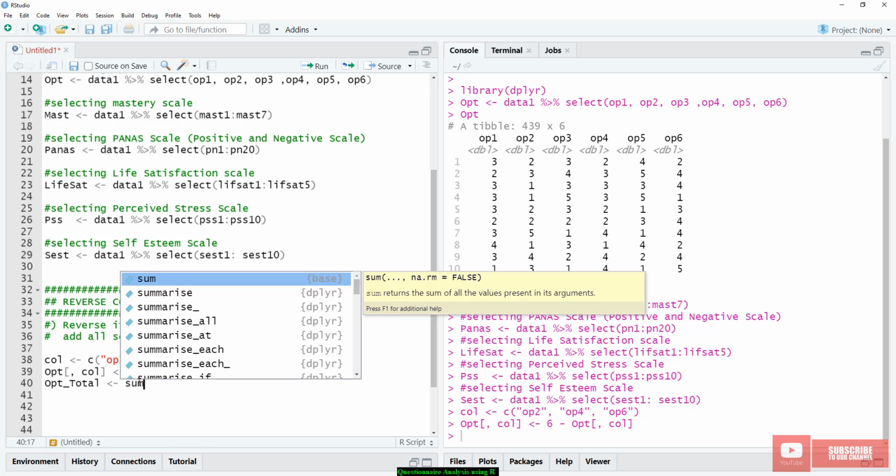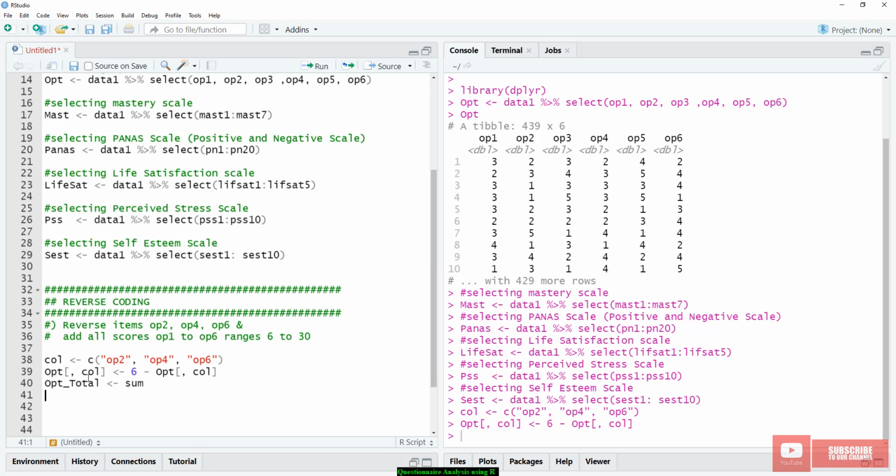OPT column. Nah, I nak select semua. Sekarang ni OPT total, I nak tambah semua ni. Dah 1 sampai 6 tu. Yes.